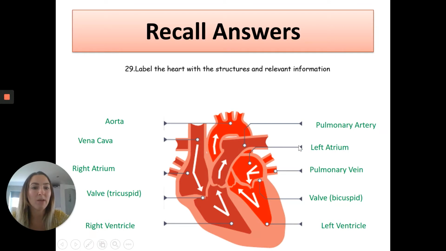Okay, we have got our left atrium. We've got our pulmonary vein. We've got our valve again, which is your bicuspid valve, and your left ventricle.